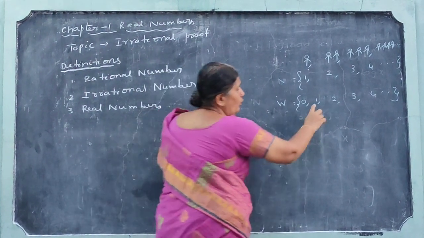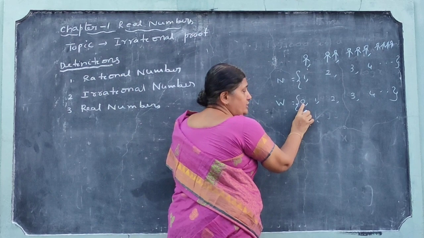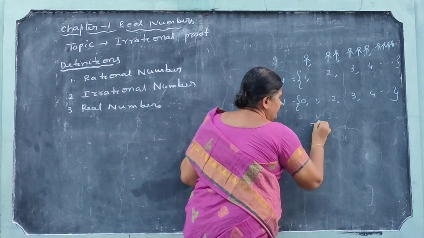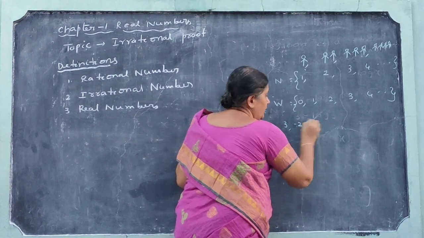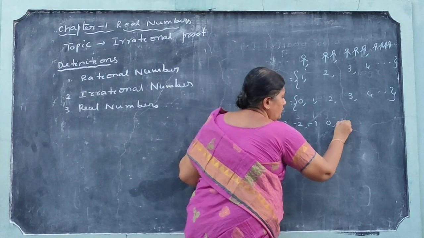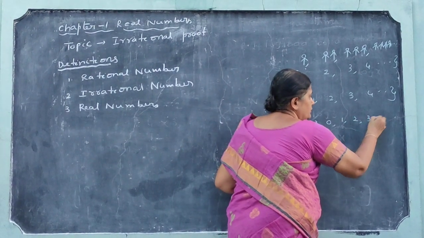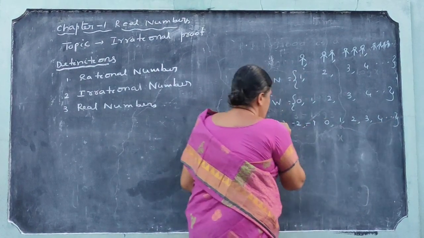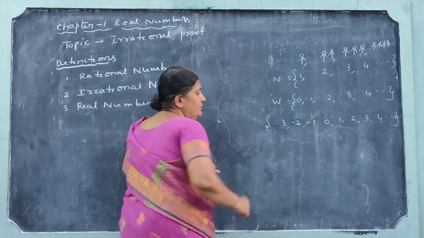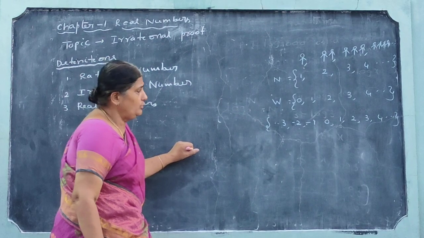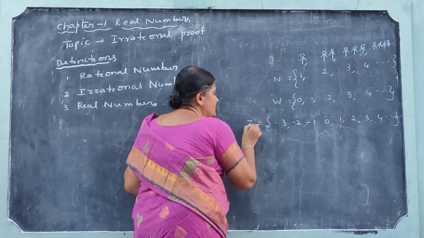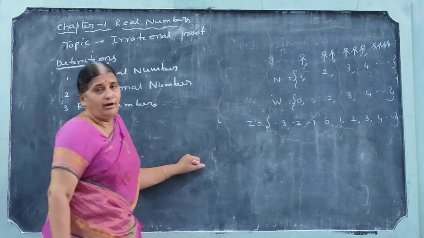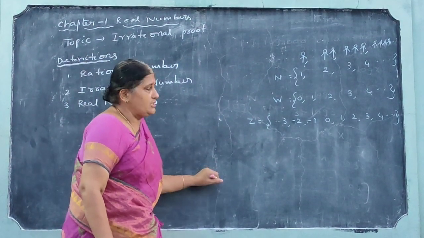Now listen, all are positive numbers and 0. What I am writing? Negative numbers, 0, 1, 2, 3, 4, so on. So on. What I am writing? Negative numbers, positive numbers, including 0 are called integers. That is represented by Z or I. Already you know all these concepts.